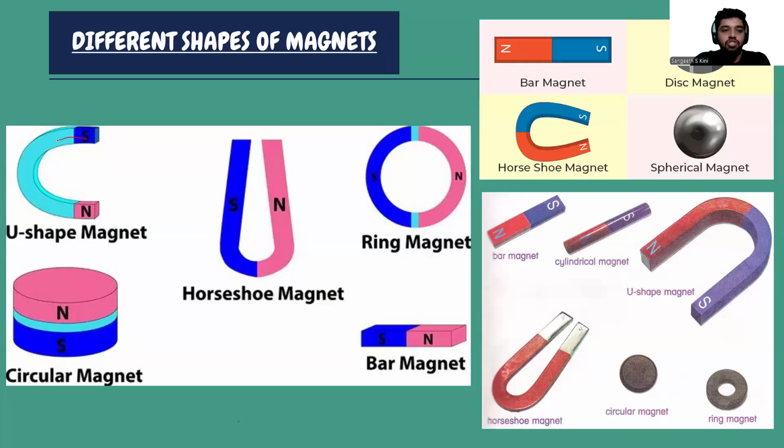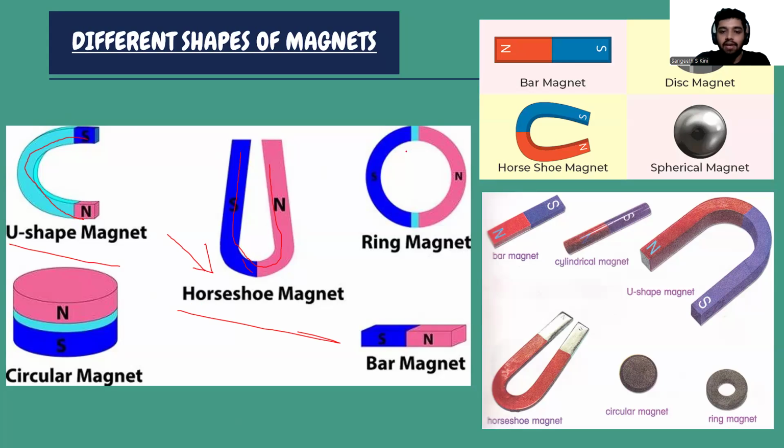Next, let us look at the different shapes of magnets. First one is the U-shaped magnet. If the two arms of the magnet are close to each other, like this, it can be named a horseshoe magnet. This one is perfectly U-shaped, so it is known as a U-shaped magnet. This is not perfectly U, but the two arms are close to each other, so it is a horseshoe magnet.